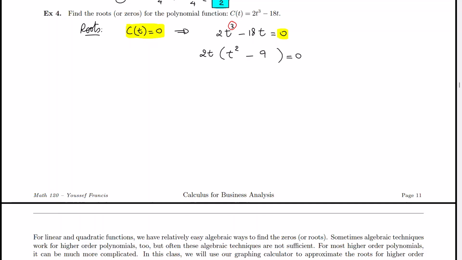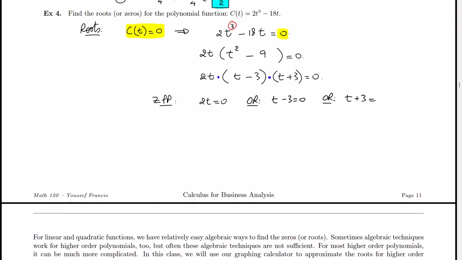But t squared minus 9 itself is not completely factored. So let's keep going, and we can use the difference of squares there to write it as t minus 3 times t plus 3. And now my zero product property tells me if I have a product of two things, or in this case 3, doesn't matter which one, one of the factors must be 0. Either the 2t had to be 0, or the t minus 3 had to be 0, or the t plus 3 had to be 0. For the product to be equal to 0, one of the factors in the product must be 0.